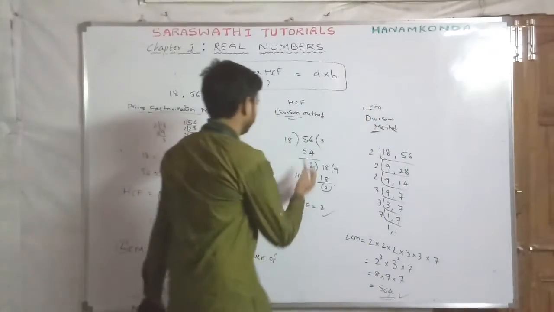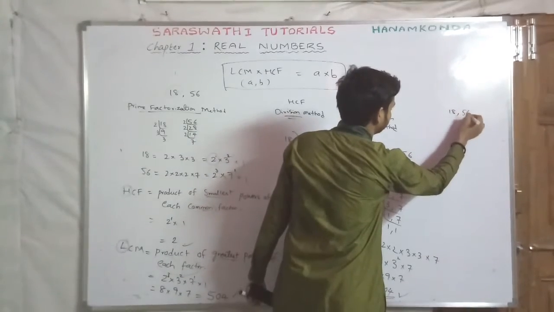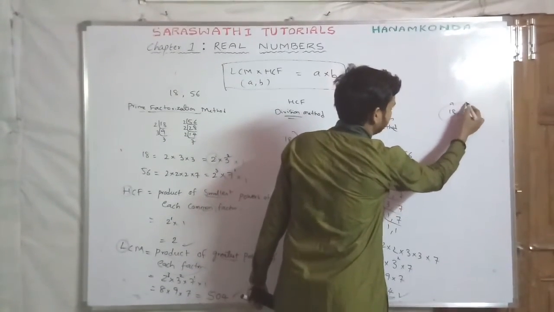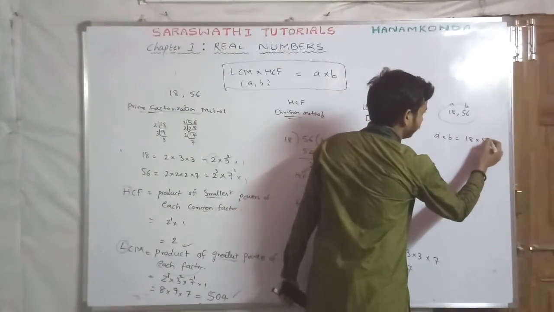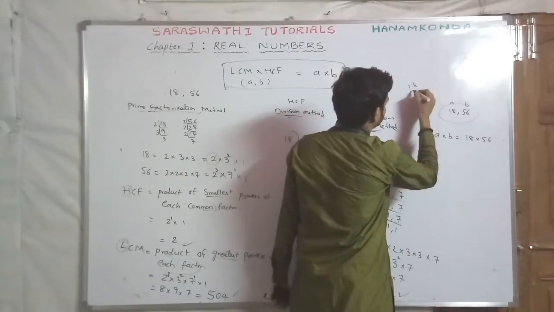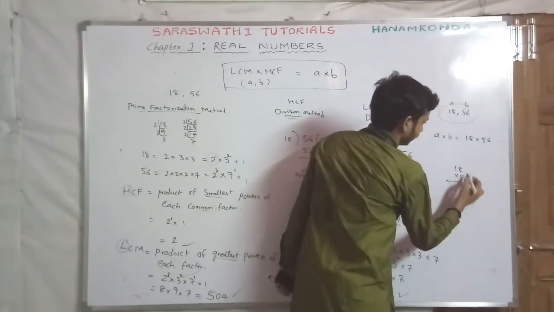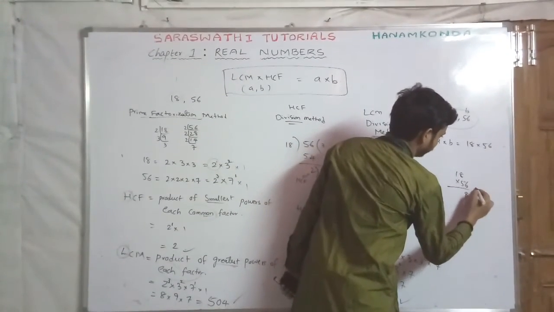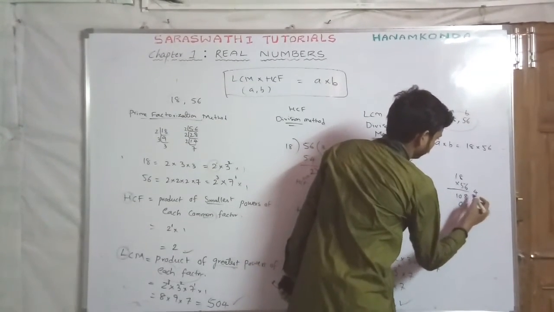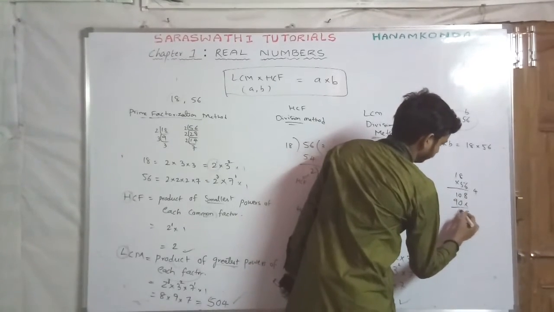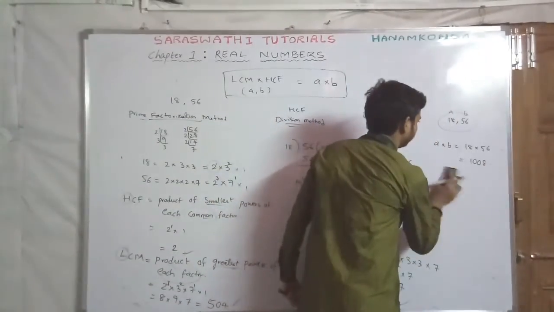Here we have taken 18 comma 56. So A is 18 and B is 56. If we multiply A into B, that means 18 into 56. Let us multiply. 6 eights are 48, 8 and 4 carry. 6 ones are 6, plus 4 is 10. 5 eights are 40, 0 and 4 carry. 5 ones are 5, plus 4 is 9. So we are getting 1008. If we multiply the two numbers, we get 1008.